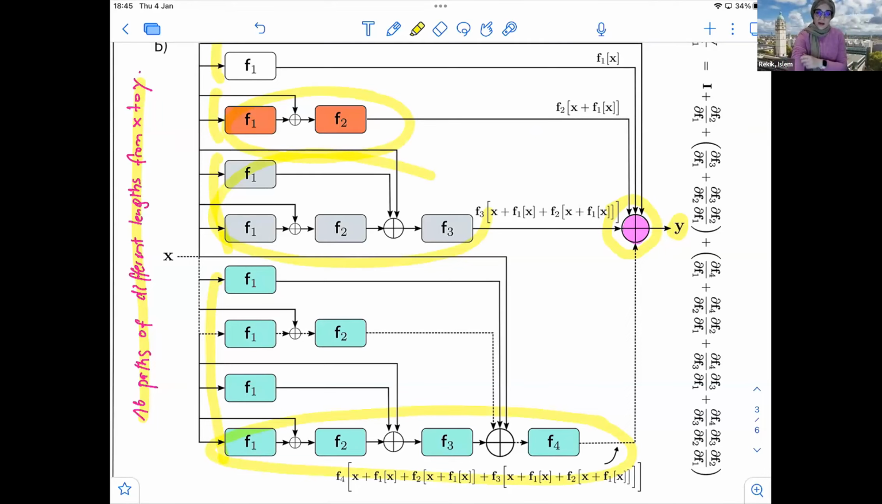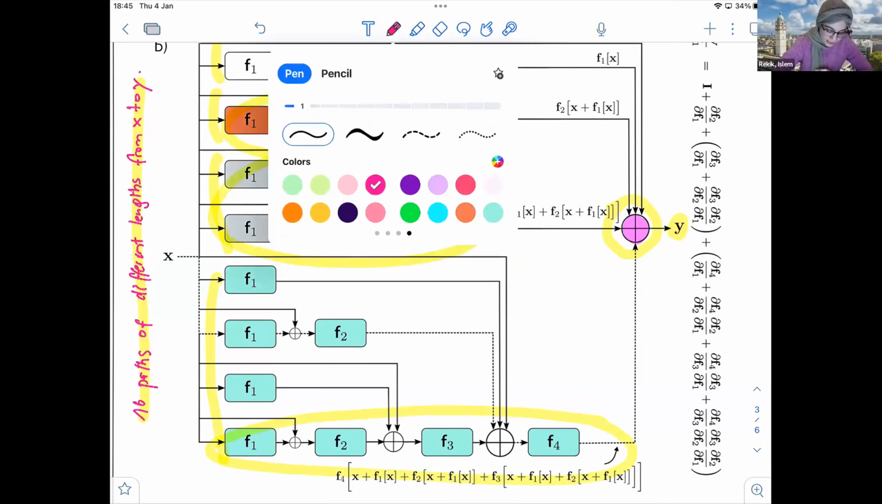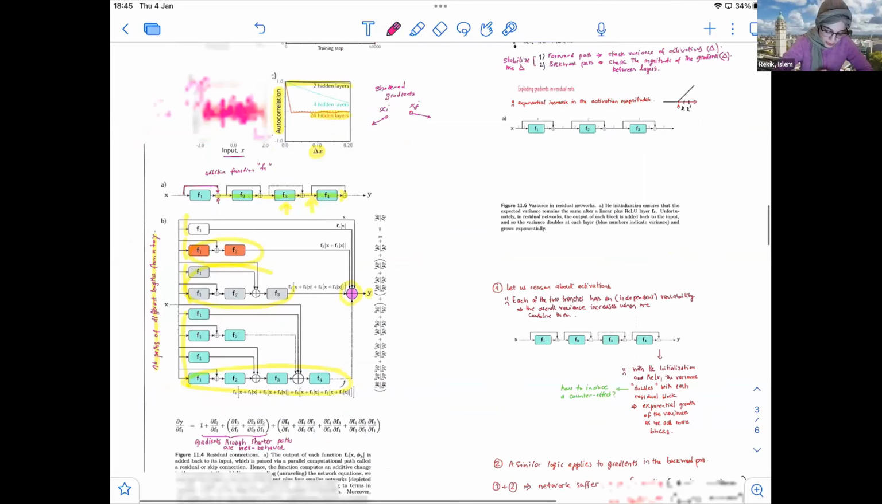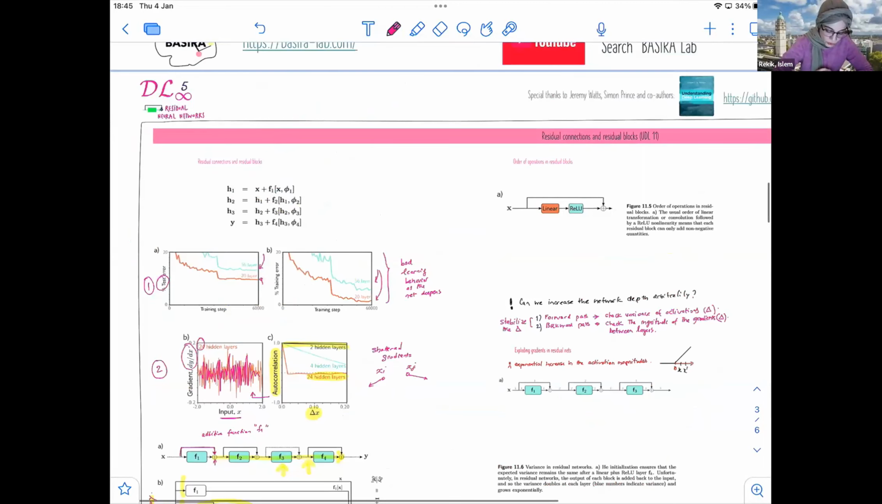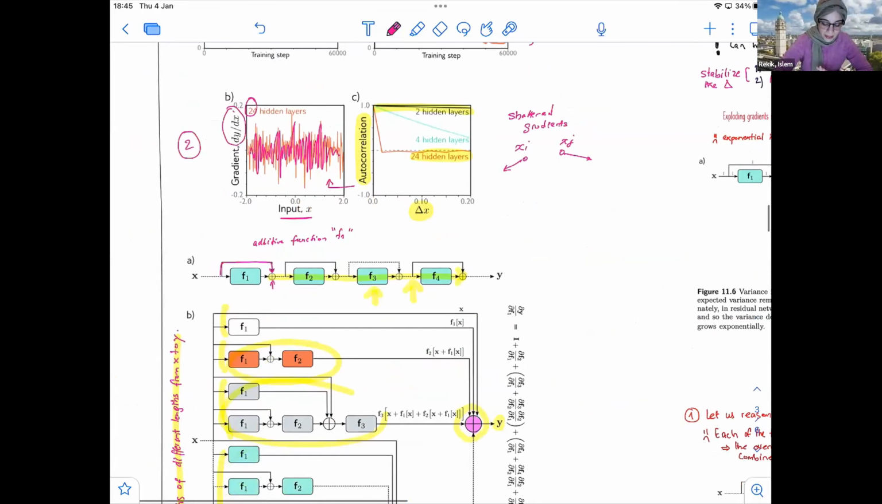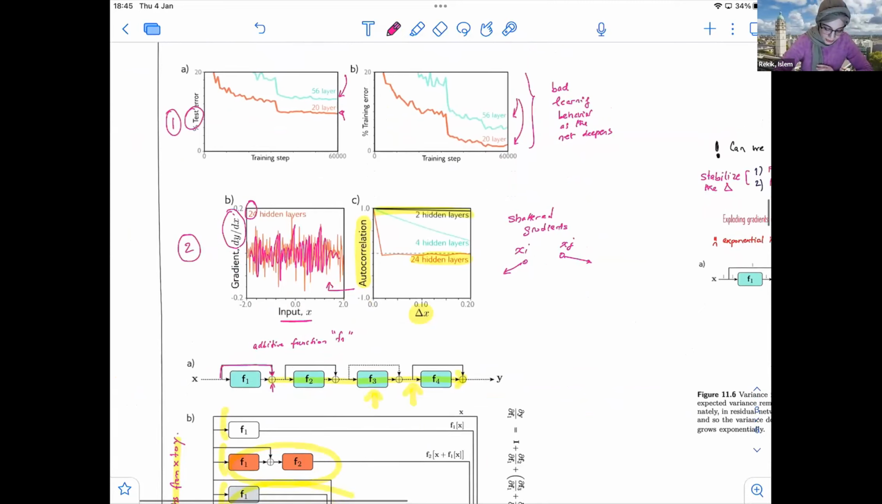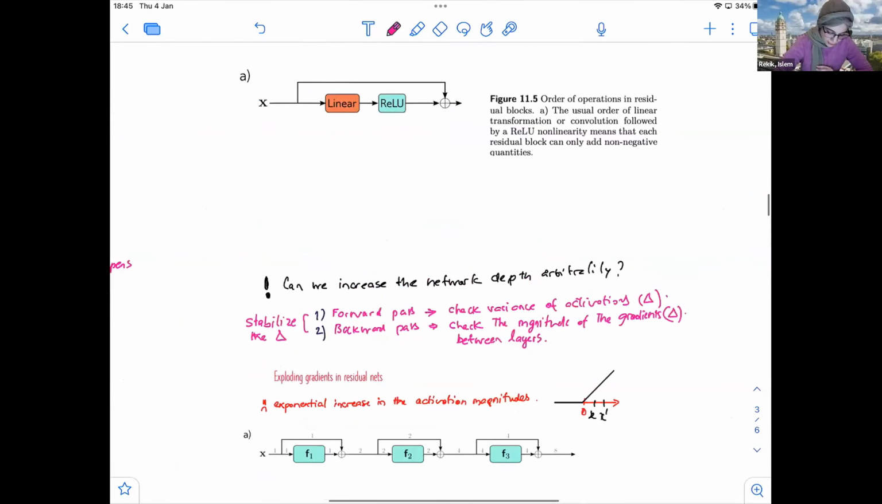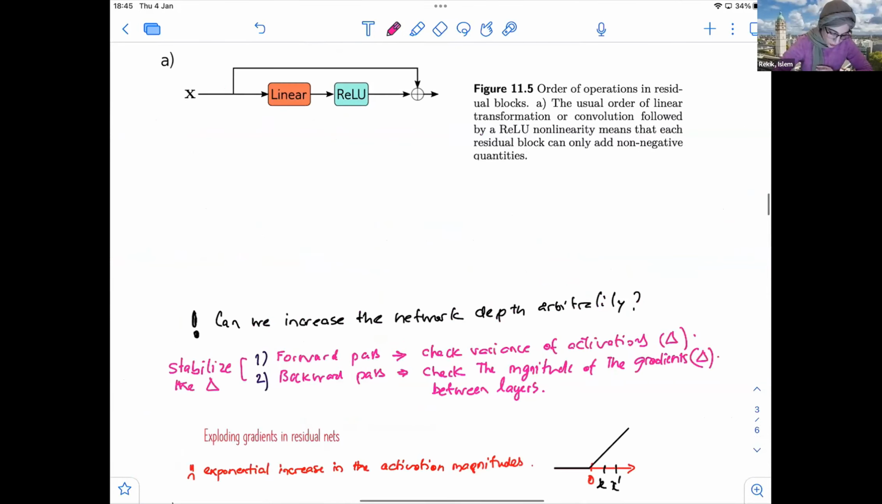Now we will see what is really happening in this residual network. But before we go into that, I would like to cover an important point. So just hold on to the idea of the shattered gradients, the depth of the network, and this power of the residual connection. And we'll talk about the order of operations in a residual network.